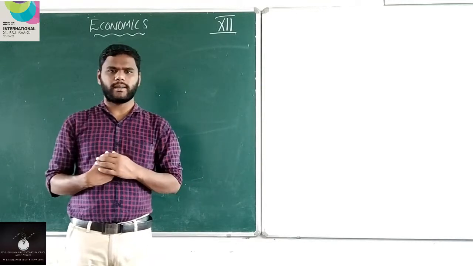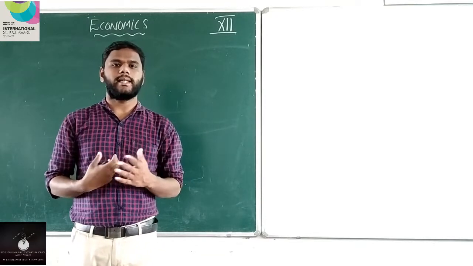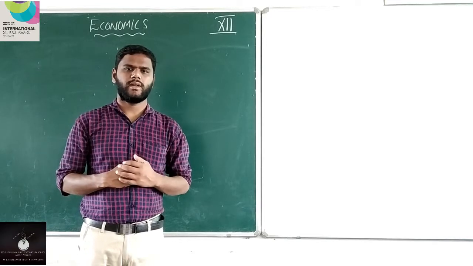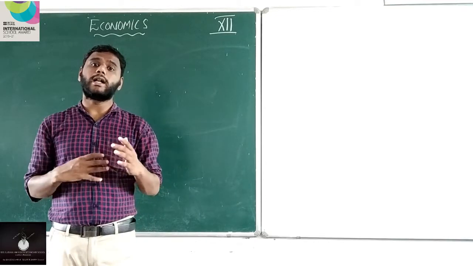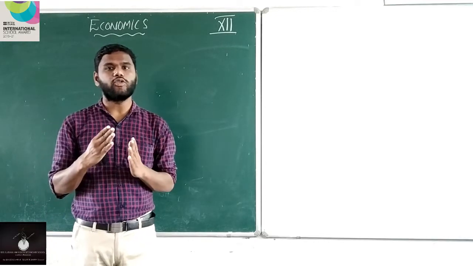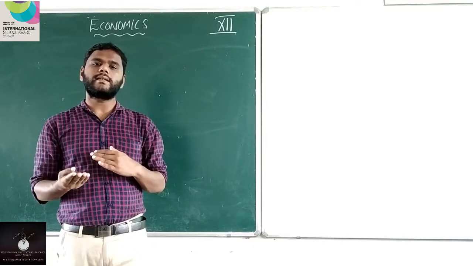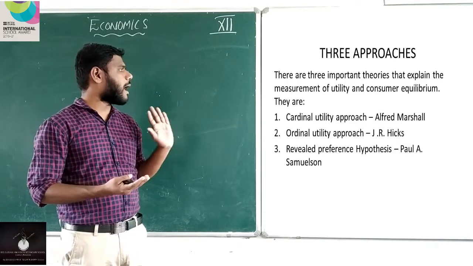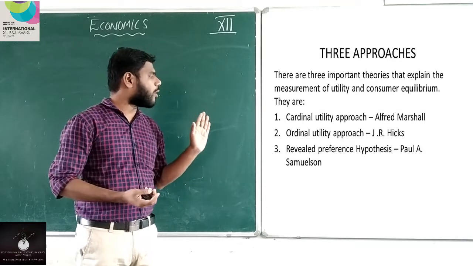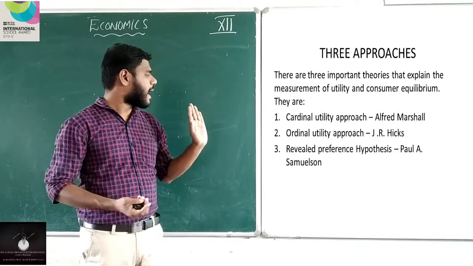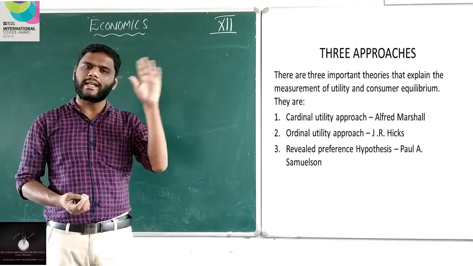So who is a consumer? A consumer is a person who buys goods according to his wish. In this chapter we are studying consumer behavior, how a consumer behaves in a situation. To study consumer behavior, we have three approaches: the cardinal utility approach by Alfred Marshall, the ordinal utility approach by J.R. Hicks, and the revealed preference hypothesis by Paul A. Samuelson.